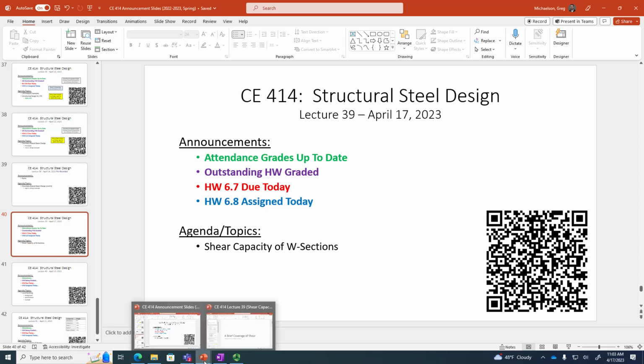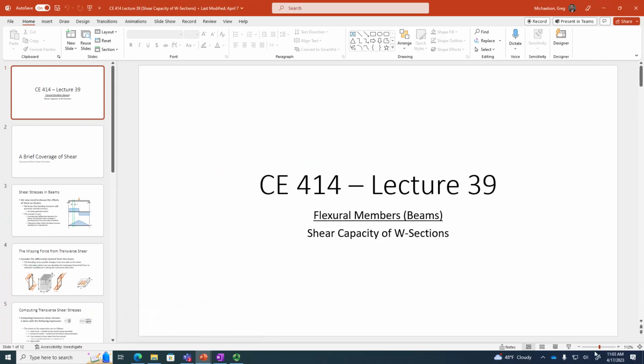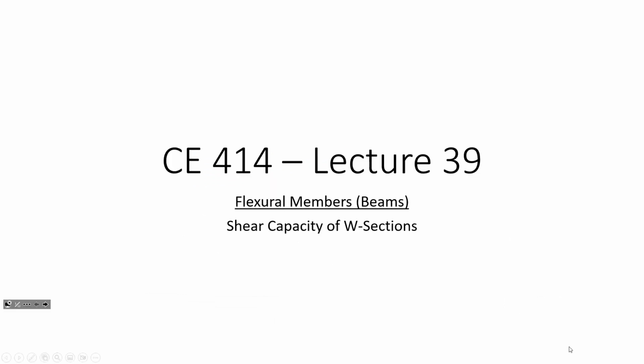So with that, let me go ahead and pull up the lecture today. For the first part, I'm going to touch on a brief coverage of transverse shear. This is kind of a greatest hits from what we covered in Engineering 216, Mechanics of Deformable Bodies. Then I'm going to discuss how that impacts design of steel W sections when subjected to shear. Then we're going to do a quick example on how to compute shear capacity, and see if we get the same answer that we're getting in Table 3-2.